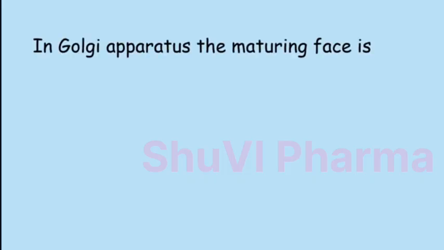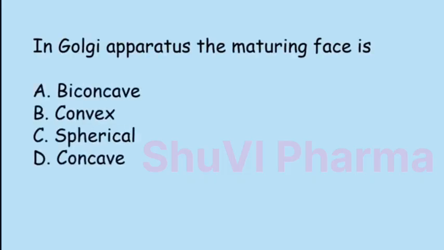In Golgi apparatus, the maturing face is biconcave, convex, spherical, concave. The correct answer is option D. In Golgi apparatus, the maturing face is concave.